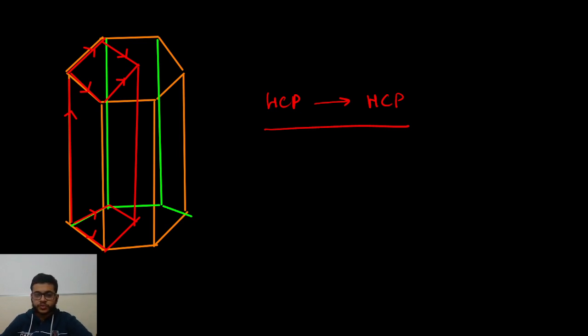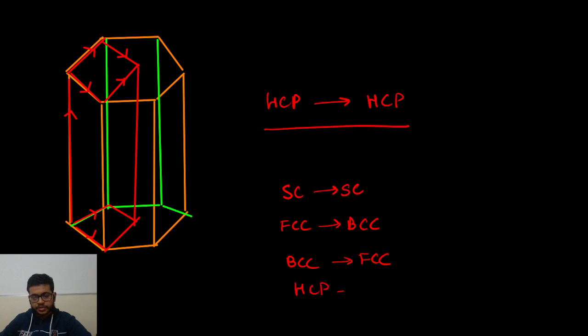So it doesn't change. What we found out is that simple cubic remains simple cubic, FCC becomes BCC, BCC becomes FCC, HCP remains HCP. So these are some of the key observations of the very conventional and very much used lattice or crystal systems that we know in nature.